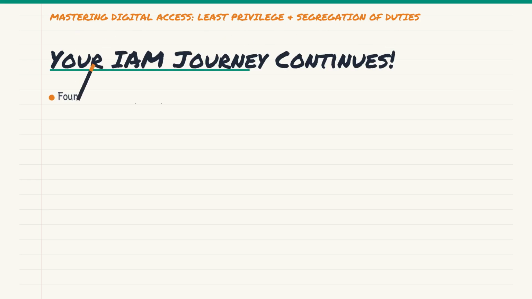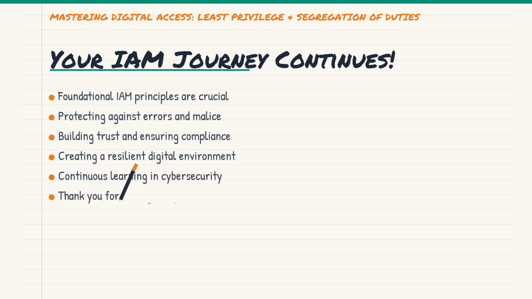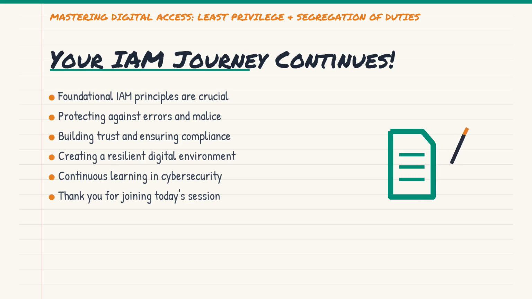Identity and access management might seem like a huge topic, but understanding foundational principles like least privilege and segregation of duties is a massive leap forward. These aren't just IT rules, they are smart business practices that protect your organization from both accidental errors and malicious intent. By applying these concepts, you are not just securing data, you are building trust, ensuring compliance, and creating a more efficient, resilient digital environment. So keep exploring, keep asking questions, and keep making our digital world a safer place for everyone.